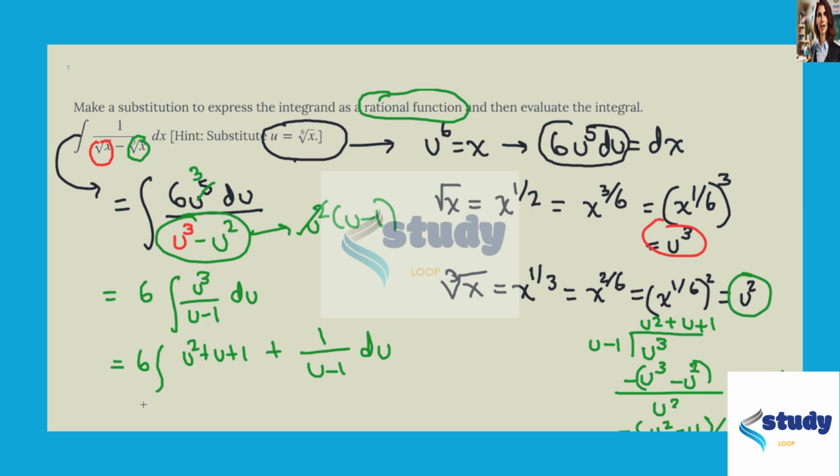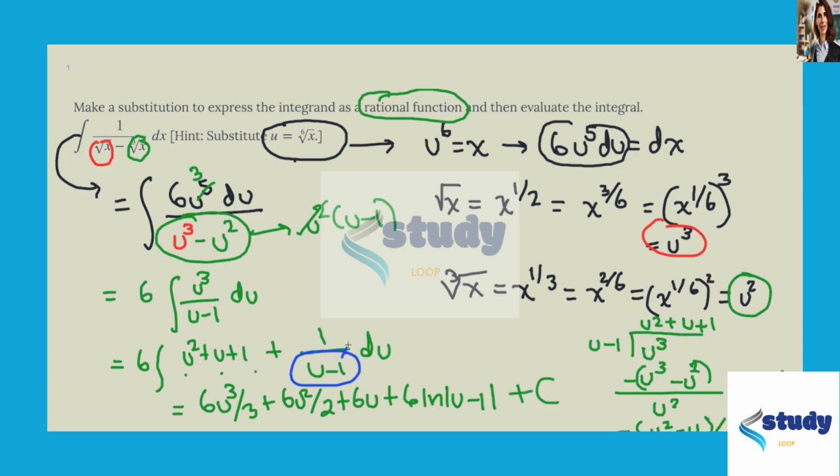Now we could go ahead and integrate. Use the power rule for the first 3 terms. 6u squared over 2 plus 6u. And then for the last term, I still should have a 6 here. 6 natural log absolute value u minus 1 plus c. And it might help you to do a u sub here. You can let w be u minus 1 if that minus 1 is bothering you.